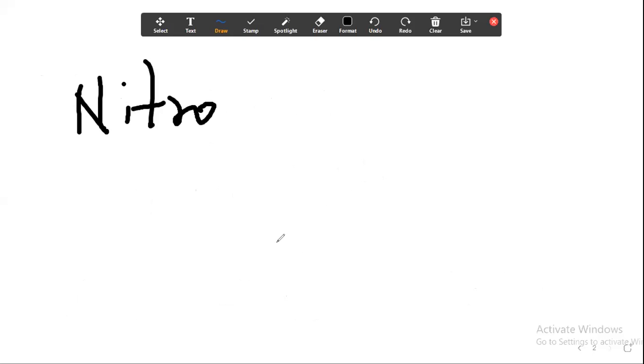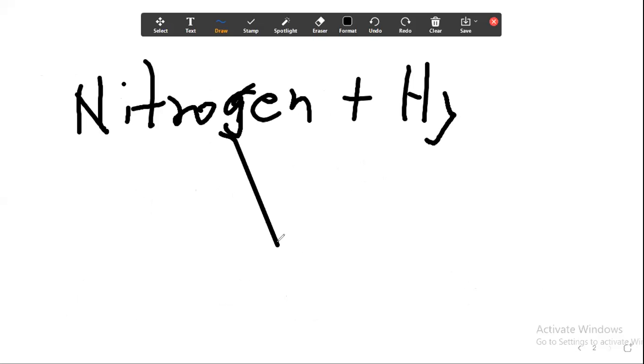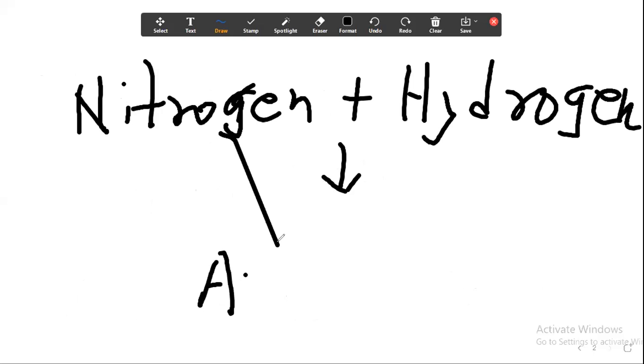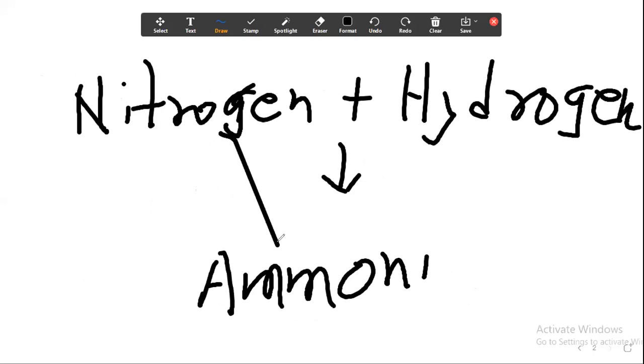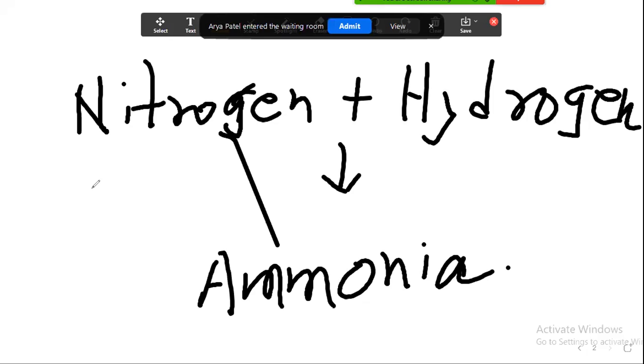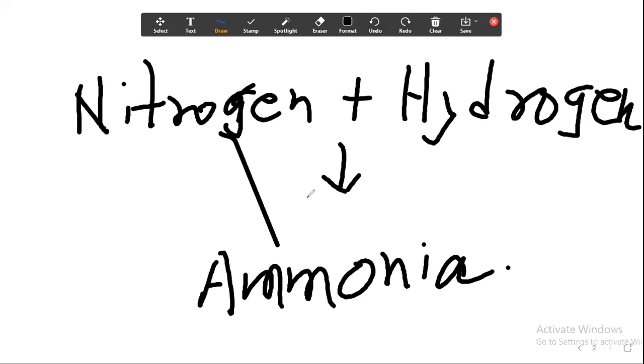So nitrogen plus hydrogen gives you ammonia. This is the chemical reaction in words. From this word equation, can you tell me how many atoms of nitrogen are being used, how many atoms of hydrogen are being used, and how many molecules of ammonia are being produced? Can you say it from this? No. Right. Who can give me the symbols of all the three compounds or elements being used here?